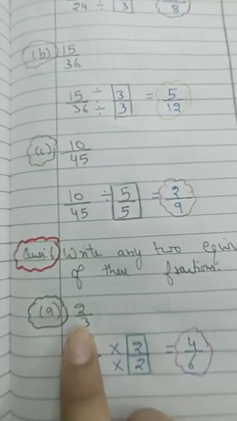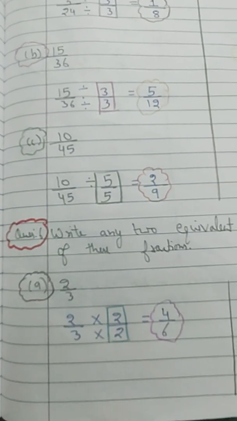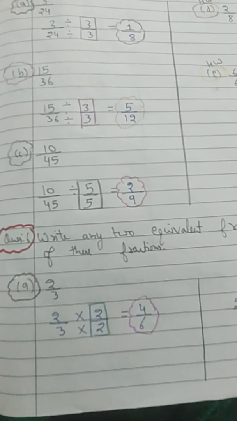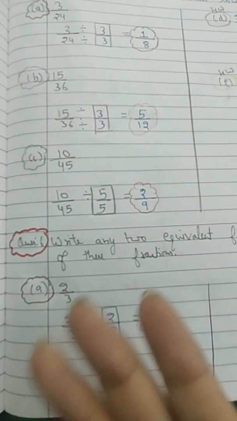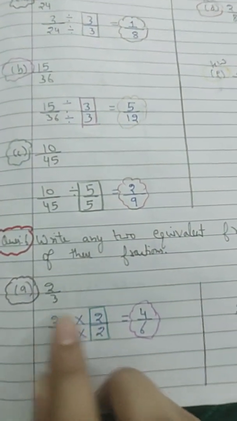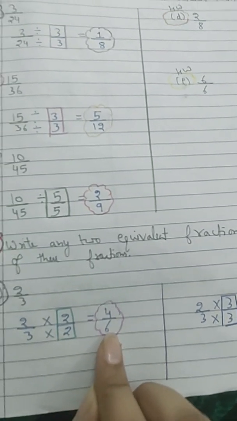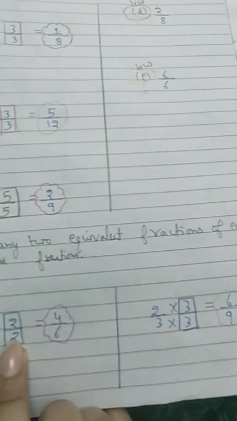So 2 by 3 question is there. I have told you when you have to find the equivalent fraction, what you can do. You can multiply 2 by 3 by 2 by 2. Firstly, you can use any number except 1. So 2 twos are 4, 3 twos are 6. Next number that I am going to use, numerator and denominator should always be same. Please remember this thing to find out the equivalent fraction.